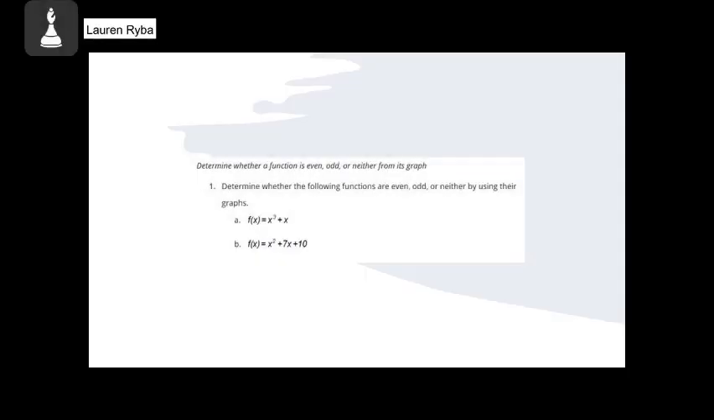Looking at this first one, we're going to determine whether they are even, odd, or neither. So we have x cubed plus x. Looking at the powers, I have a power 3 and then an invisible power 1. If it's not written, it's power 1. 3 and 1 are both odd. So this graph is odd.